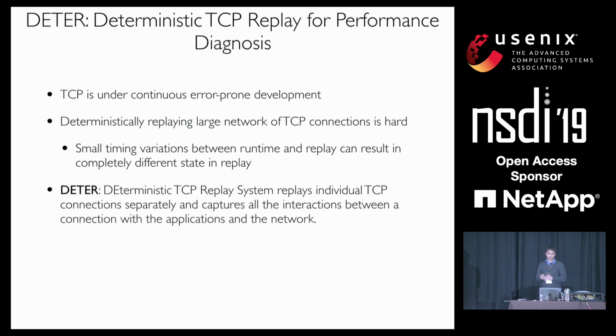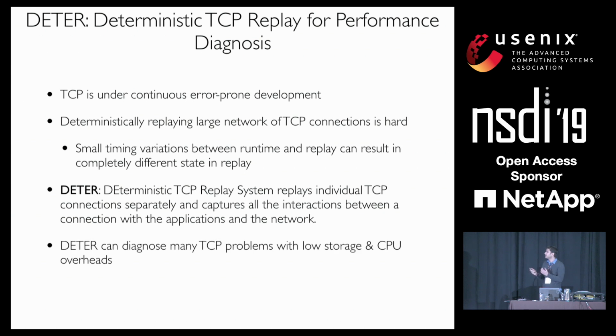And the authors essentially propose a new system called Ditter, which resolves this problem by replaying these connections individually and then capturing all of the interactions between the individual connections and the network and the application separately. And by employing this approach, Ditter is able to diagnose a large class of TCP problems with very minimal CPU and storage overheads. And again, if you want to know more about how Ditter is able to do so, please attend this talk.